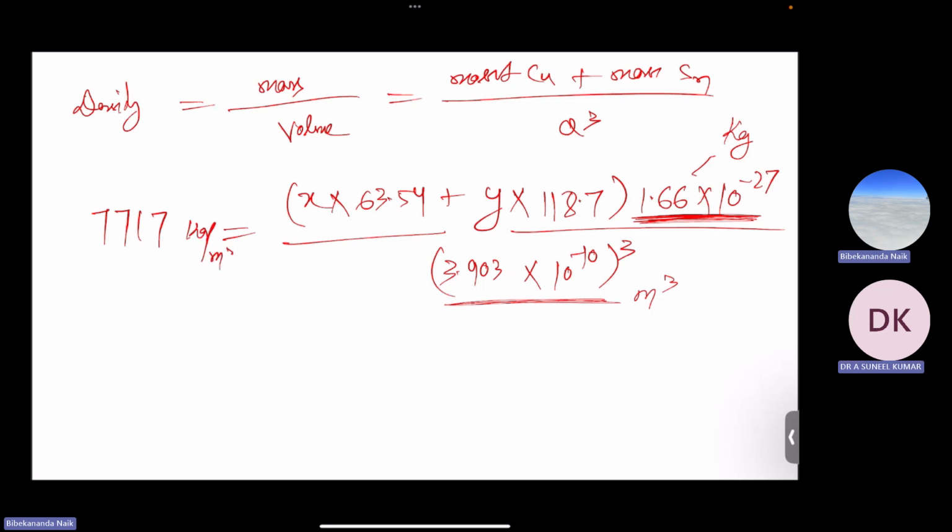So this is another equation. This is equation number 2. This is equation number 1.